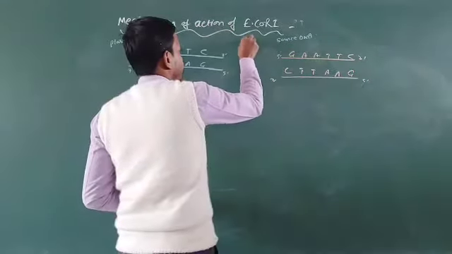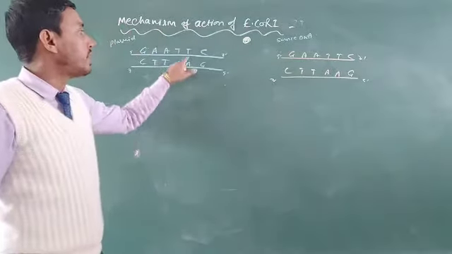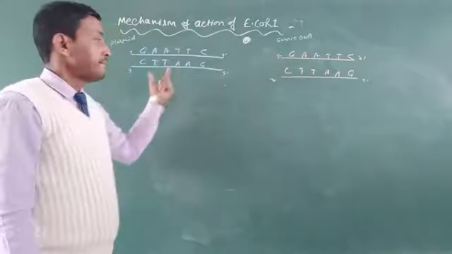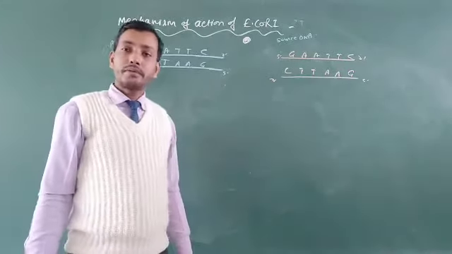So EcoRI, if it does not find a similar kind of palindromic sequence either from the source or the plasmid DNA, then EcoRI leaves the idea of cutting.